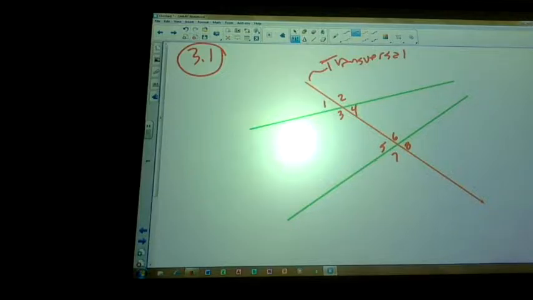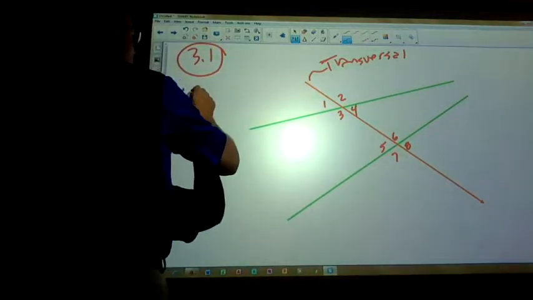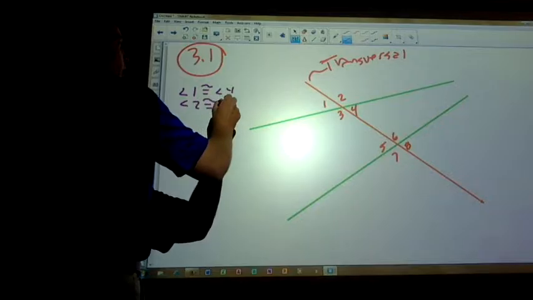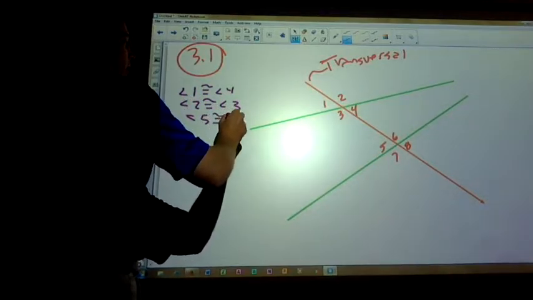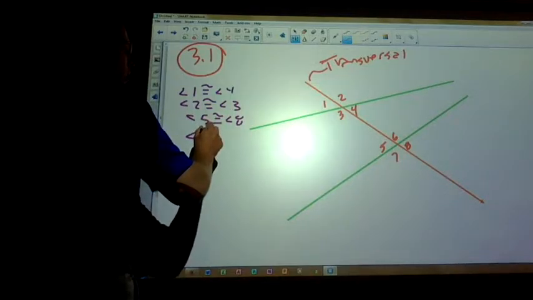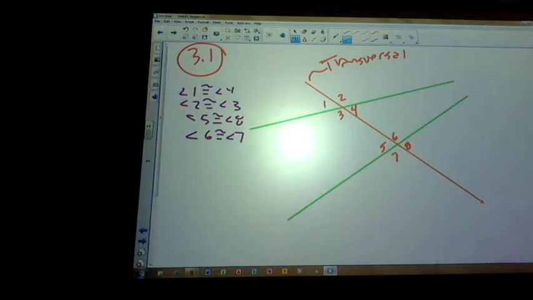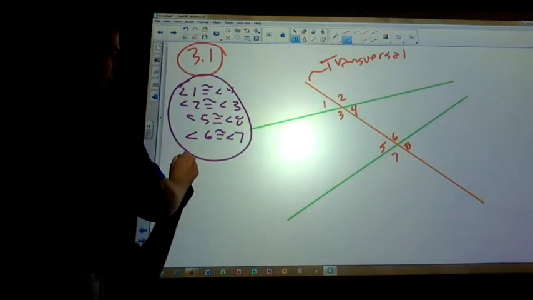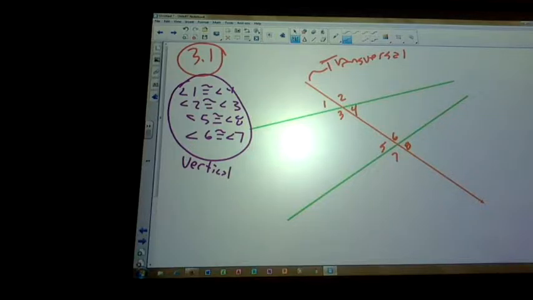All right, so there's some definite things that you can conclude off of this. You can say that angle 1 and angle 4 are congruent. You can say angle 2 and angle 3 are congruent. You can say angle 5 and angle 8 are congruent, and you can say that angle 6 is congruent to angle 7. Why can I say all of that? What kind of angles are they? Vertical. They're vertical angles. The vertical angles take place there. Okay, that's something we definitely want to trust.